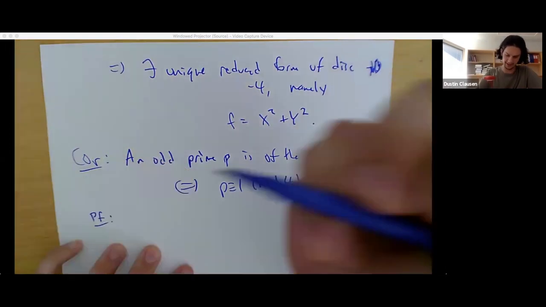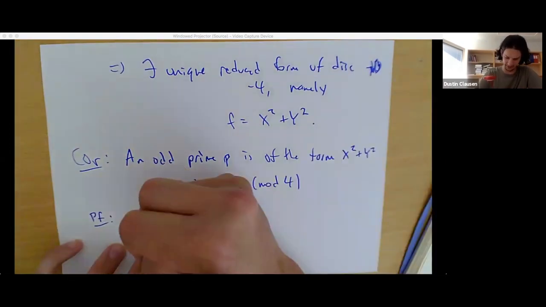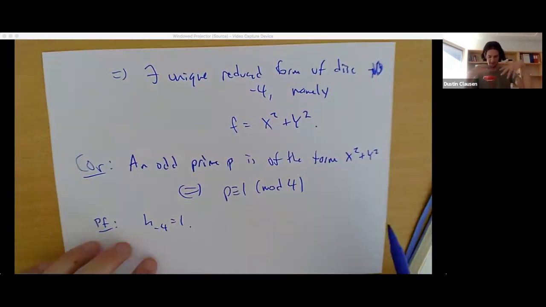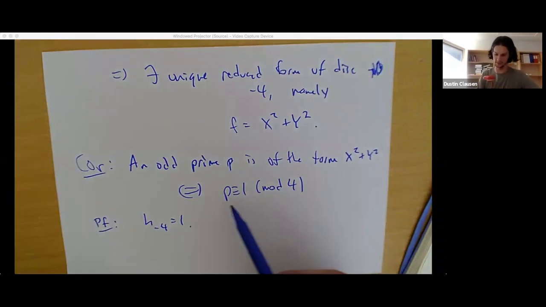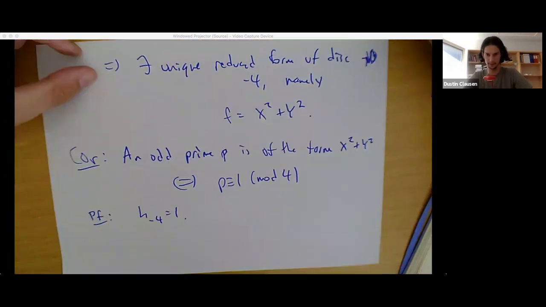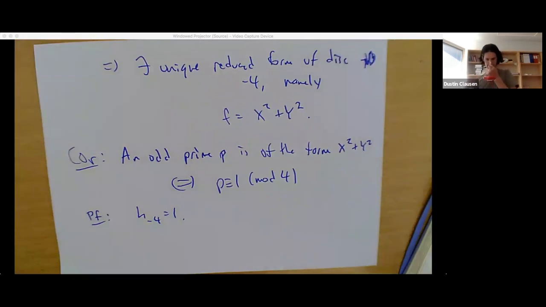Kind of fell out of the sky, I guess, but the proof is that we just saw that H of minus 4 is equal to 1. So there's only one equivalence class of forms of discriminant minus 4. On the other hand, this was the condition for P to be represented by some form of discriminant minus 4. So that's good news.